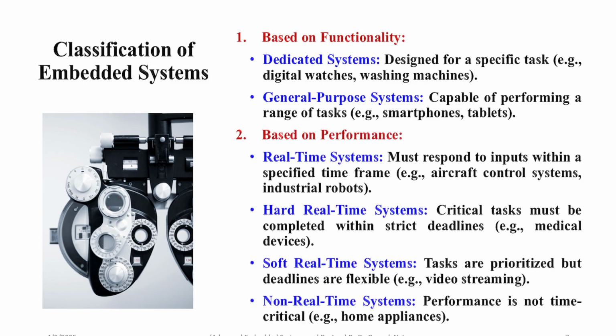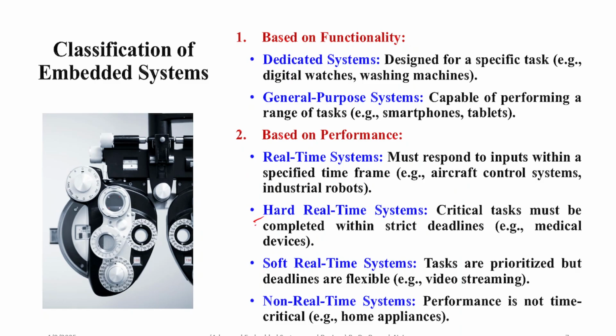And now, based on the performance, we have real-time systems. In this case, the output should be generated within a specified time frame. For any input, the output should be generated within a prescribed or specified time frame. For example, aircraft control systems, industrial robots, they cannot miss events even of milliseconds or microseconds.